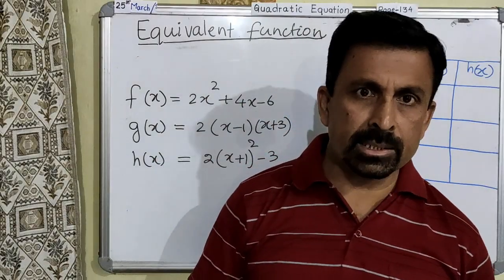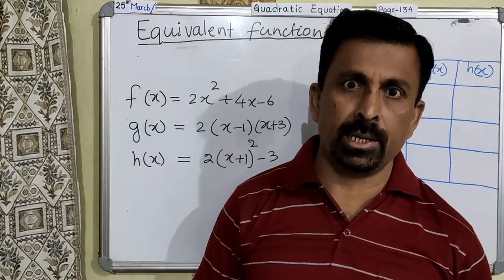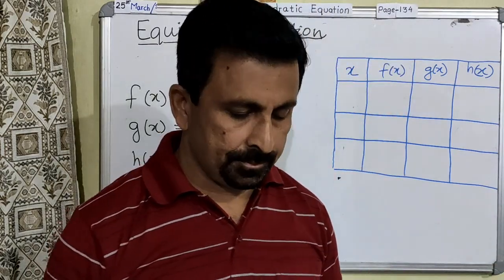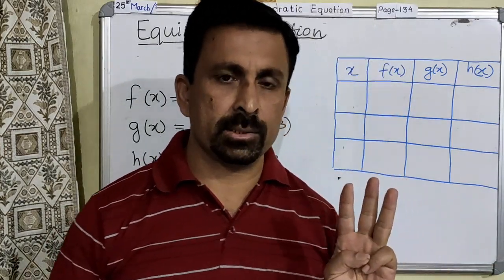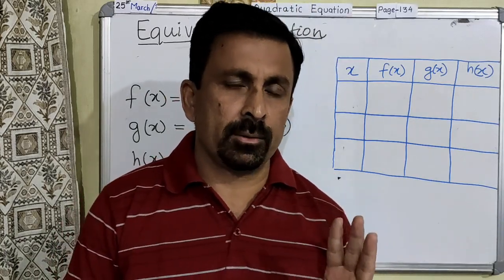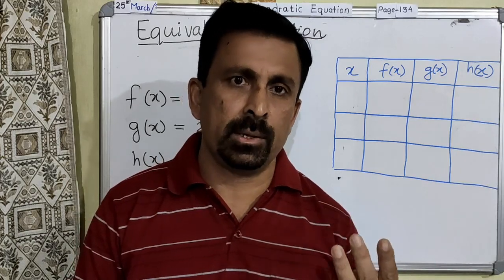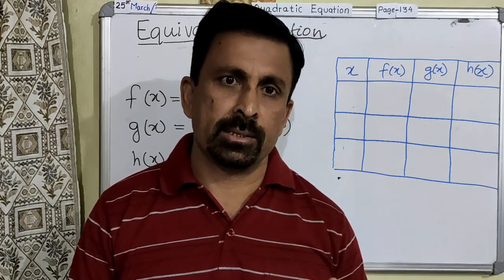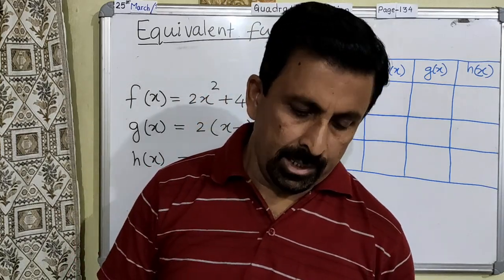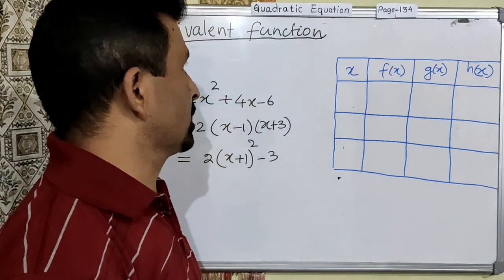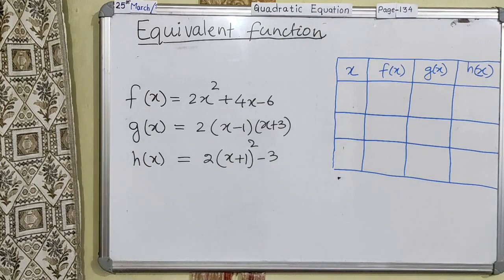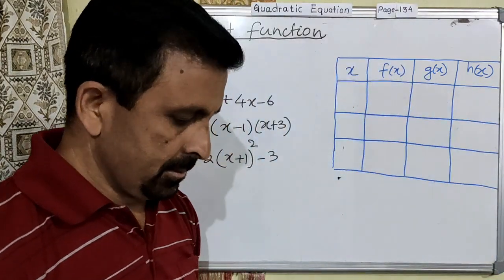Now, the next thing that we are trying to understand is the equivalent function. What is an equivalent function? Now we have three different functions, three different forms of quadratic equation. So we can say we have now three functions: fx, gx and hx. Standard form, factored form and vertex form. Right. Now the first thing that we will talk about for these three different forms of quadratic equation is the equivalency of the function. Is it okay?